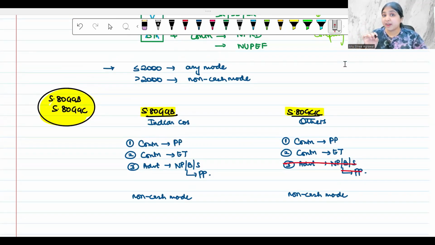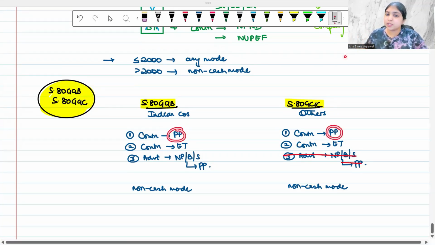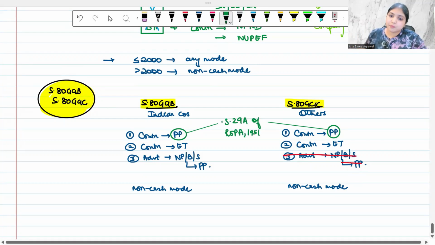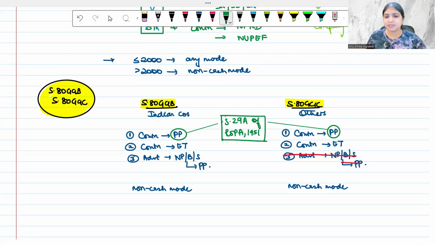Please remember one final thing under 80GGB and 80GGC. What do you mean by political party? A political party means a political party as per section 29A of the Representation of People Act, 1951. Just be aware of this.